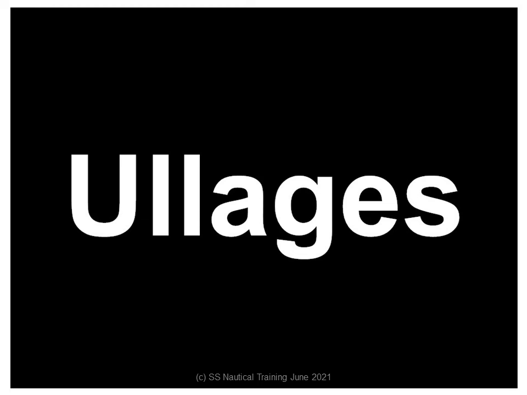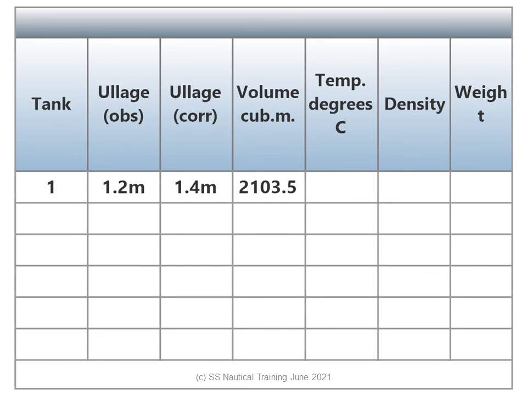The shape of the ship's hull affects the volume from the ullage. We use the ullage in the cargo tank calibration tables, apply the appropriate corrections for trim, shrinkage, expansion, and extract the volume of liquid in the tank. This will be the volume at the observed temperature. Remember, volume changes with temperature.